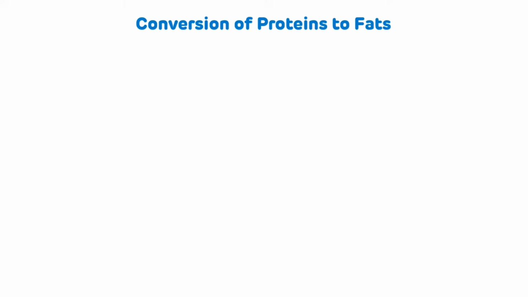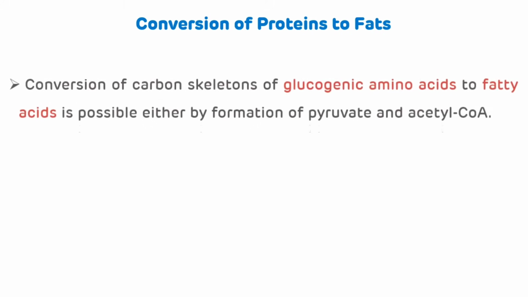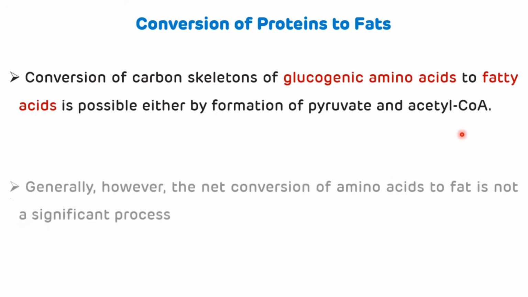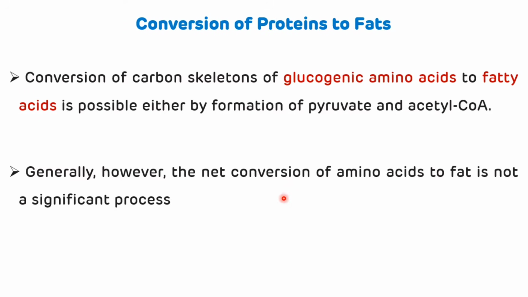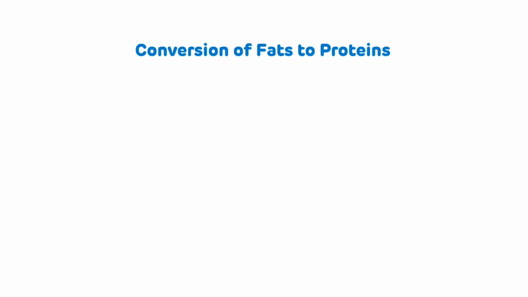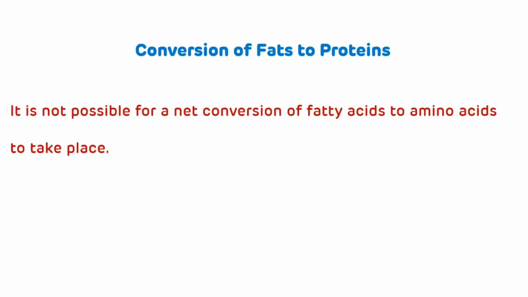Now, conversion of proteins to fats. Conversion of carbon skeletons of glucogenic amino acids to fatty acids is possible by formation of pyruvate and acetyl-CoA. Generally, however, the net conversion of amino acids to fat is not a significant process. Now, conversion of fats to protein. It is not possible for the net conversion of fatty acids to amino acids to take place.